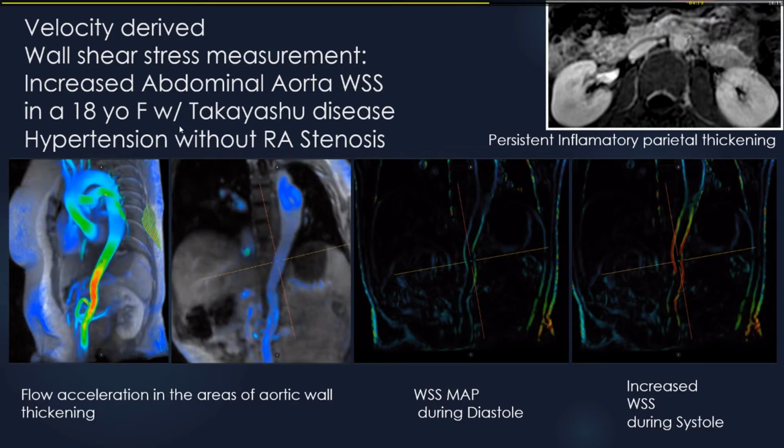Here we have the case of a young patient with Takayasu disease and hypertension without renal artery stenosis, and here we see that flow acceleration is present in the areas of aortic wall thickening. And when we try to see the effect on the wall shear stress, we see that during systole, in the same area, we have an increase of the wall shear stress. So we can obtain a wall shear stress map.